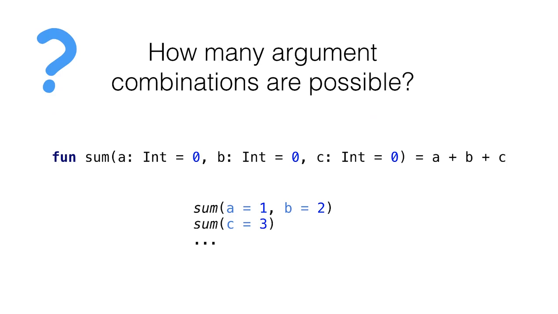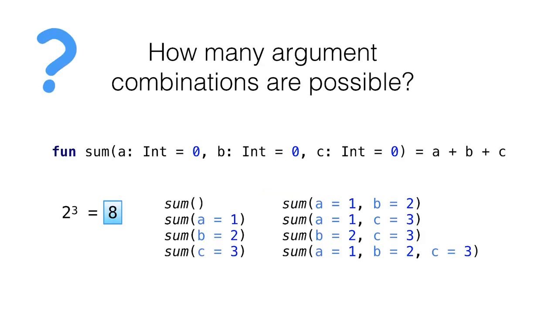The next question is not about JvmOverloads annotation, but it will help later to understand how exactly it works. The sum function has 3 arguments here. You can either specify each argument value or omit it and use the default value. How many argument combinations are possible when you call this function from Kotlin? The first combination is specifying only the first argument, the second one is specifying only the second argument, the third one is specifying both the first and the second argument, and so on. The answer is 8, which is 2 to the power of 3.